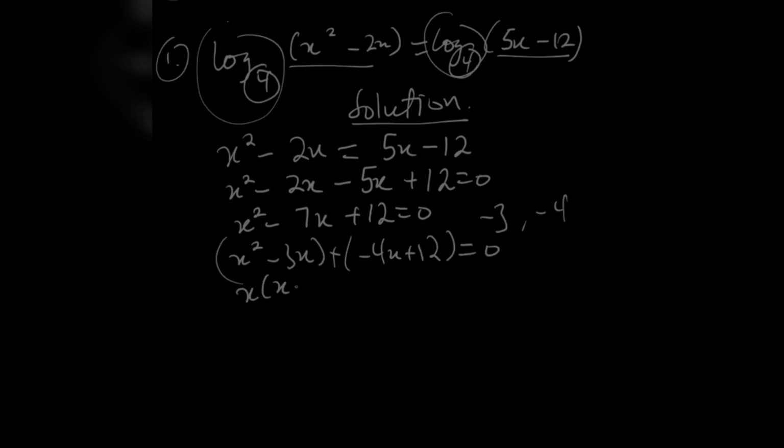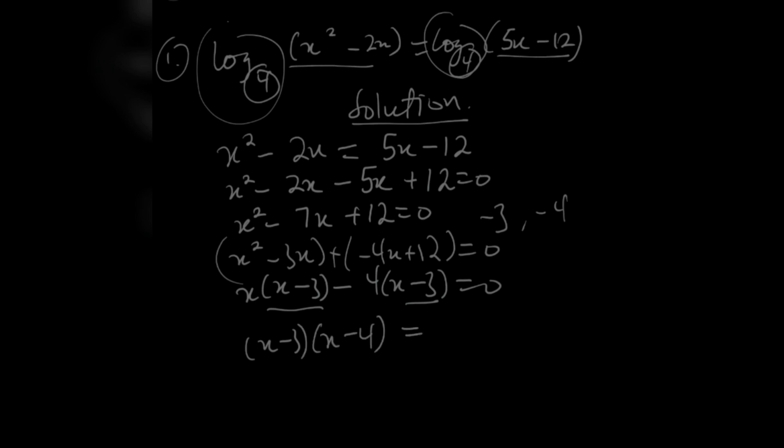So we can factor out x, we get x minus 3. We can factor out minus 4, we get x minus 3. x minus 3 is common, so we factor that out, and then you are left with x minus 4 in the other bracket. So x will be equal to 3 and x will be equal to 4. This will be our final answers.